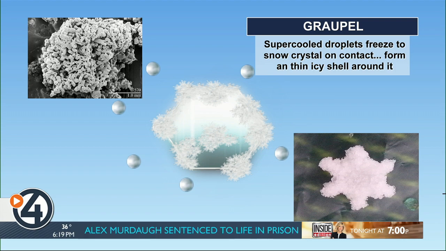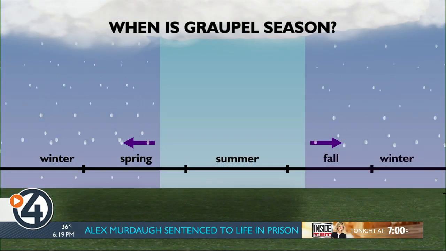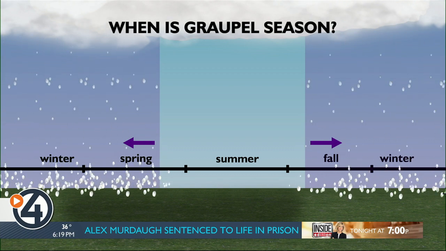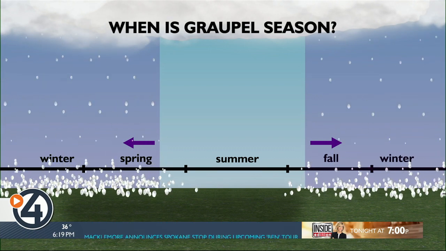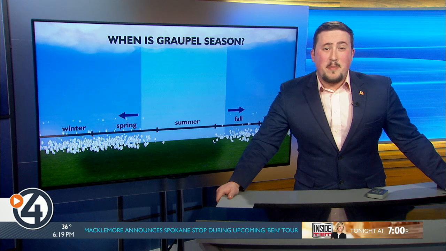In the inland Northwest, you're most likely to see graupel anywhere between October and April, just depending on the temperatures. In early spring, well, this is definitely one of the times that we see that show up most often.